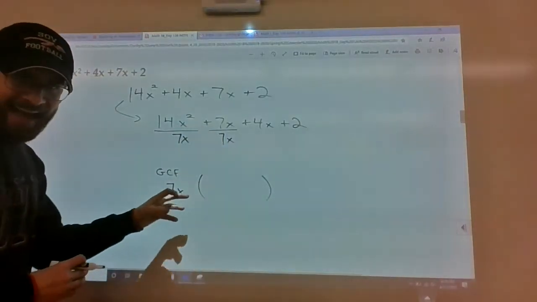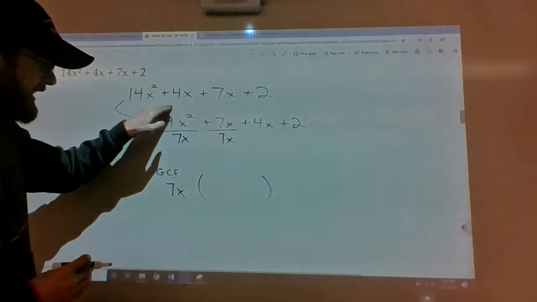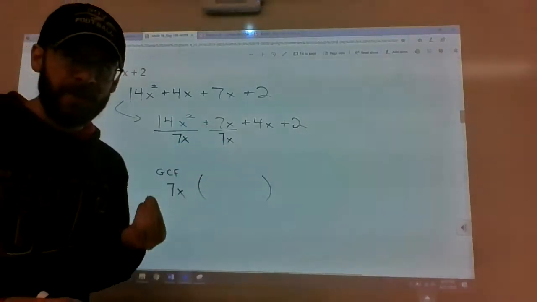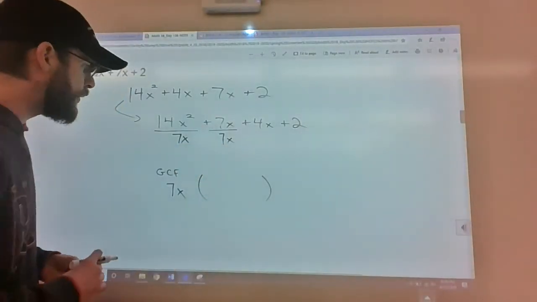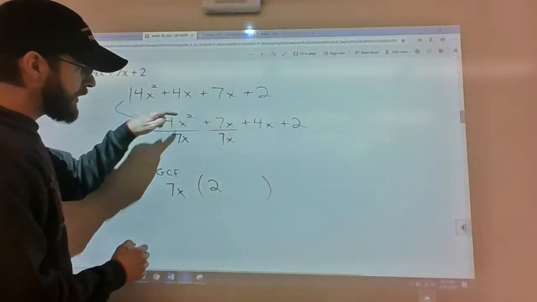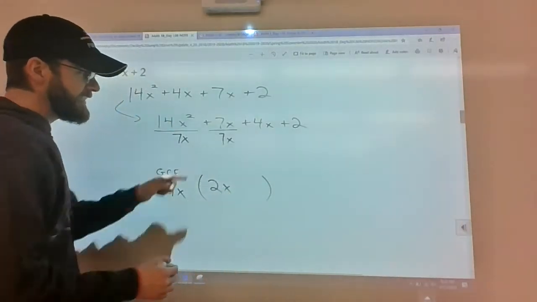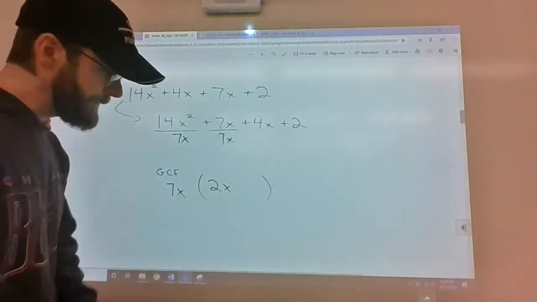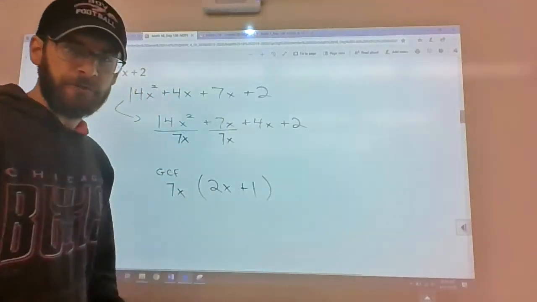I pull it out of that group, and then I divide by 7x to determine what remains inside the parentheses. So what remains inside the parentheses? 14 divided by 7, 2. X squared divided by x, x. 7x divided by itself, 1. And we've got our first group factored.